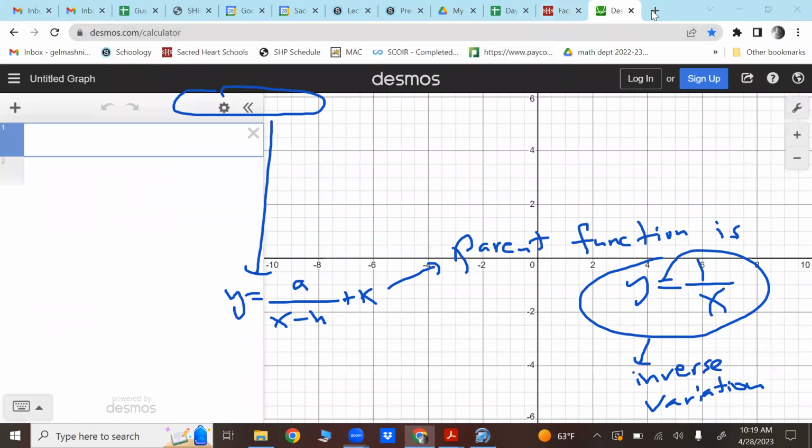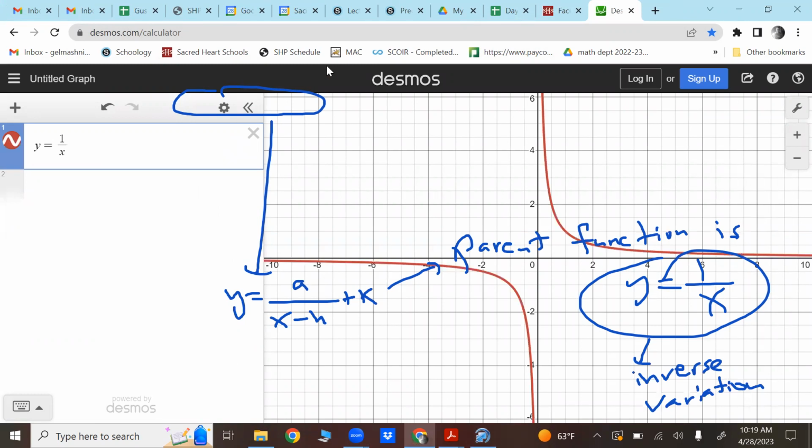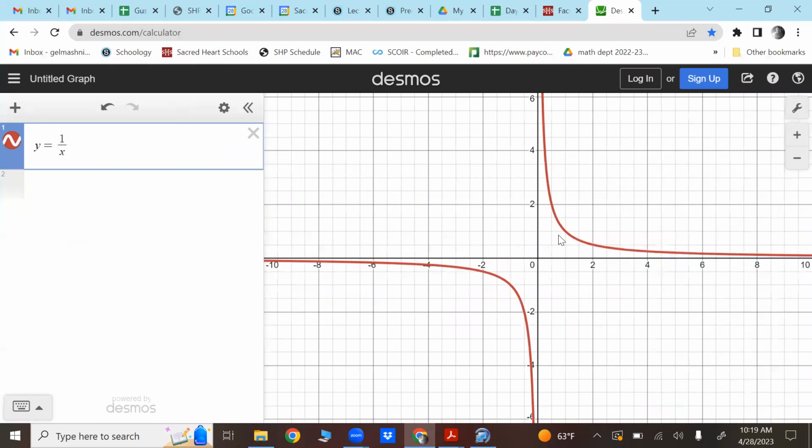Here we go. Y equals, oh, sorry, screen's frozen. Here we go. Okay. We go 1 over X. It's a really weird graph, right? That's Y equals 1 over X. It's a really strange graph.